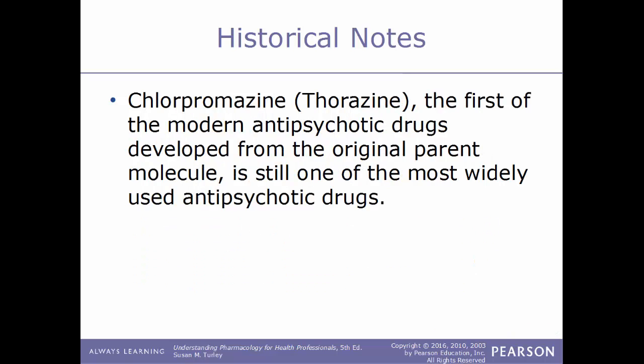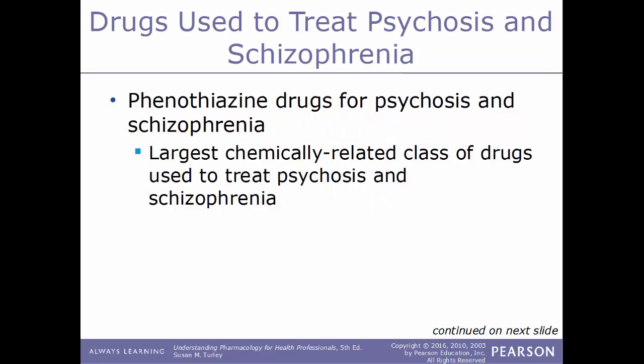Chlorpromazine, also known by the trade name Thorazine, which is the first of the modern antipsychotic drugs developed from the original parent molecule, is still one of the most widely used antipsychotics. And now I'll talk a little bit more about phenothiazine drugs for psychosis and schizophrenia.